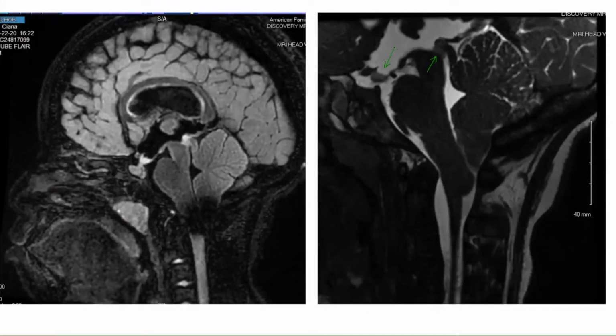I'm just asking you how you want to proceed, given the constellation of imaging findings and her clinical presentation? So yeah, her clinical findings are very concerning. I don't know what is causing what, but she's definitely symptomatic from it. So I think that would warrant some type of intervention for her.